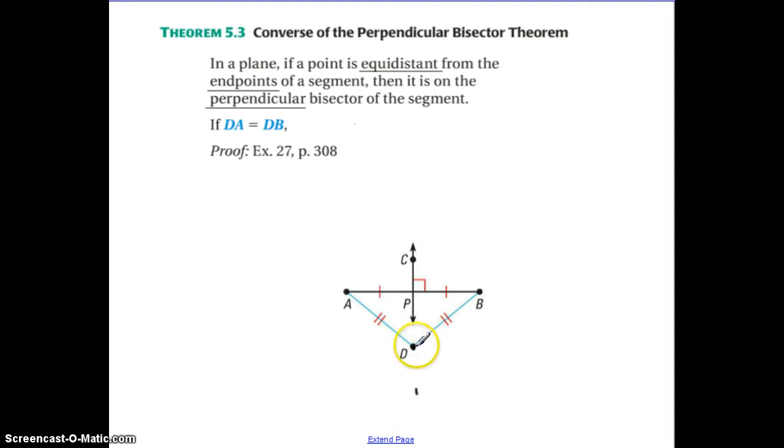Okay, so it's just the converse. The perpendicular bisector theorem said if this point is on our perpendicular bisector, then these lines are equidistant. Now we're saying if on this point, our lines are equidistant, then this point must lie on that perpendicular bisector. Okay, so it's just switching the hypothesis and the conclusion. So if DA is equal to DB, then D lies on the perpendicular bisector of AB.